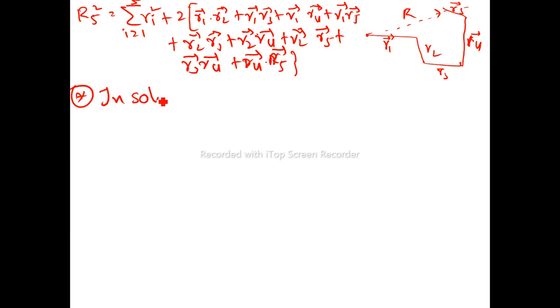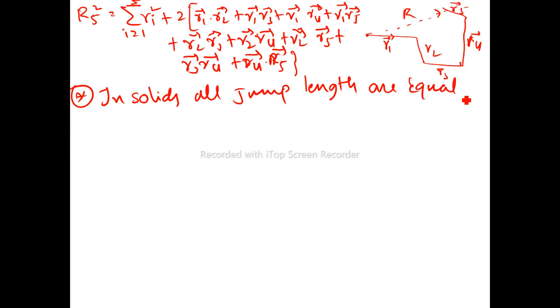In solids, all jump lengths are equal. That means Ri equal to Rj equal to Rn equal to lambda. I am considering lambda as the jump length. That means if you take any particle, the jump length is the same throughout the solid.